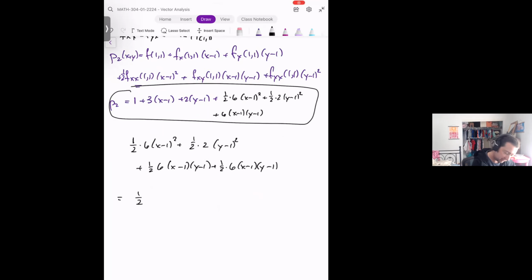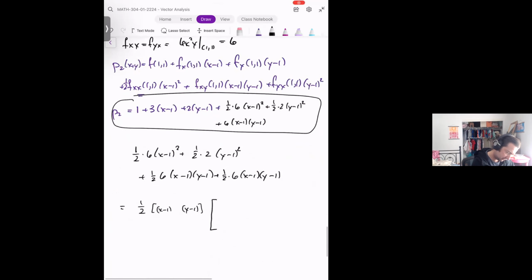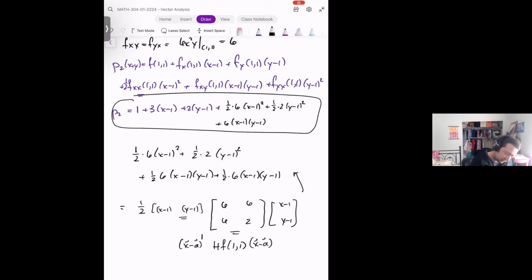This is 1/2 times the vector (x minus 1, y minus 1) times a matrix that looks like 6, 6, 6, 2, times the vector (x minus 1, y minus 1). So the idea here is if you actually multiplied this out, you would get this back again. And this is the Hessian matrix of f evaluated at (1, 1). And this is the vector x minus a. And this is the vector x minus a, but tipped over into a row vector. So we put a transpose on it, which tips it over into a row vector. And then all of that has a 1/2 out front.